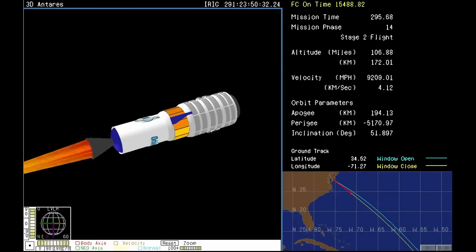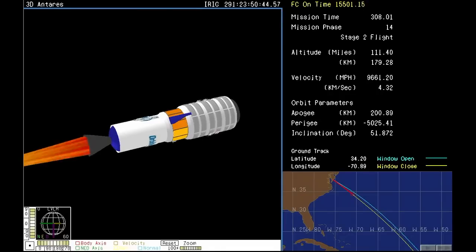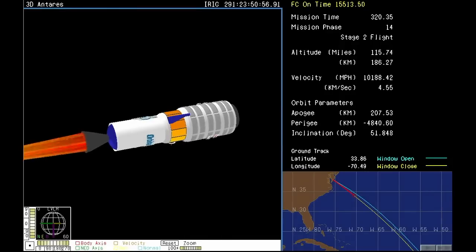Attitude is nominal. Not seeing much consumption from the attitude control system. Now 5 minutes into today's flight, everything continuing to go smoothly. You can see it's continuing to climb into orbit and take Cygnus and its 5,100 pounds of cargo on its way to the space station. Attitude remains nominal. Power systems remain good.